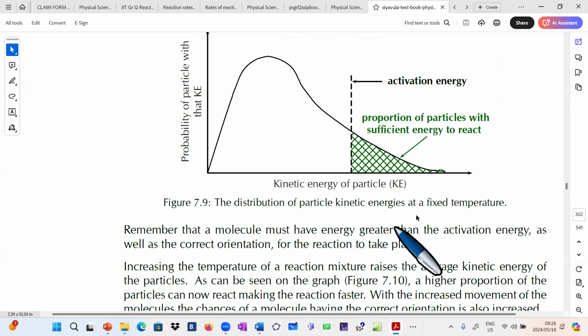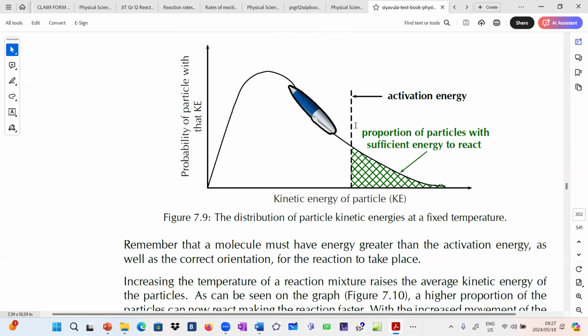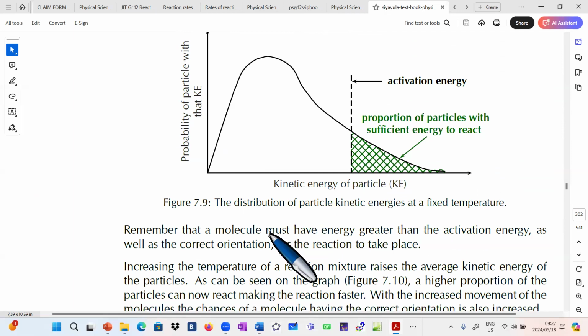This is the curve at a fixed temperature: the probability of a particle with that kinetic energy. The proportion of particles with sufficient energy to react is shown, so the reaction effectively takes place at energies greater than the activation energy.